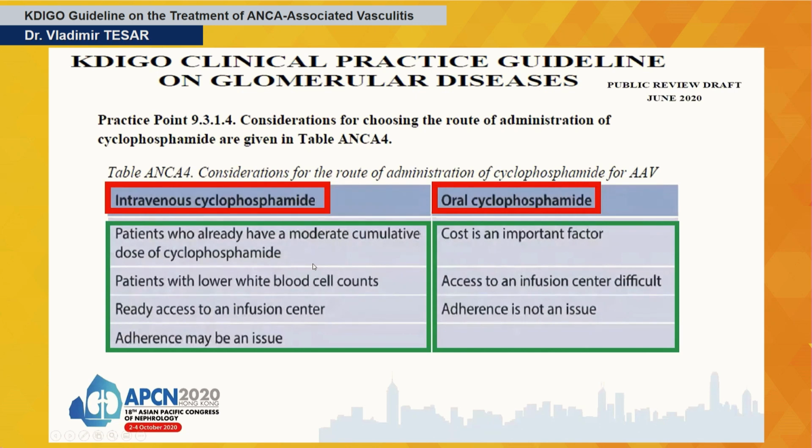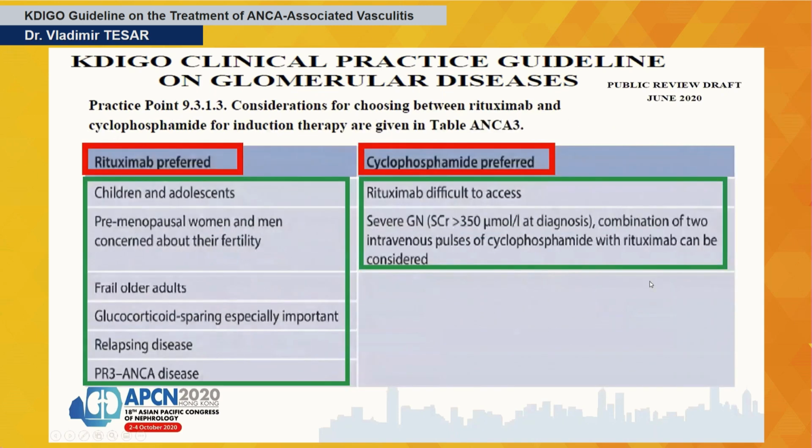There is also a recommendation or guidance on when to prefer intravenous and when to prefer oral cyclophosphamide. Generally, intravenous cyclophosphamide should be preferred in most patients, and oral cyclophosphamide only in those where cost is an important factor and when there is difficult access to an infusion center. And comparing the decision between rituximab and cyclophosphamide, once again, cyclophosphamide is preferred, especially in patients with severe disease and where there is limited access to rituximab.